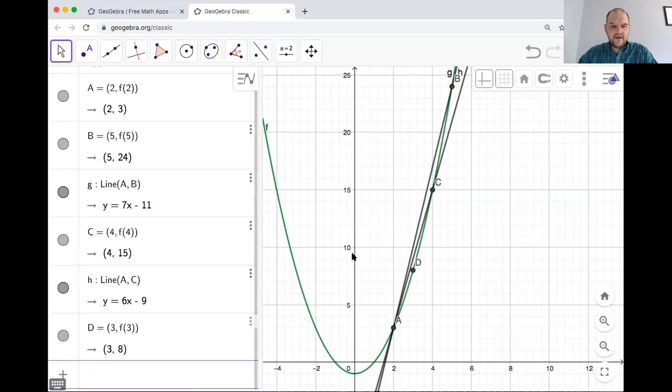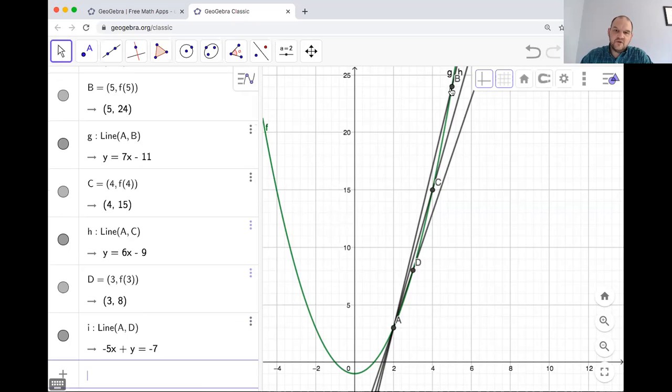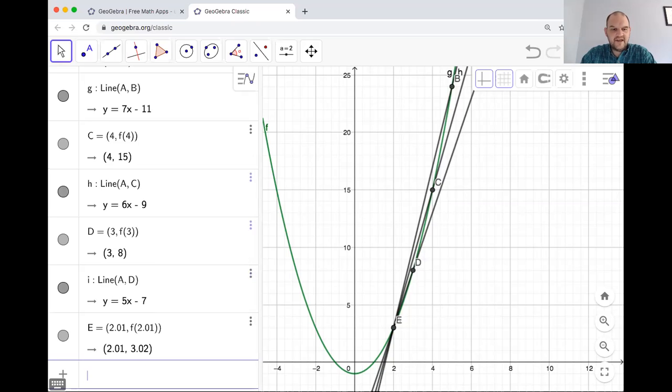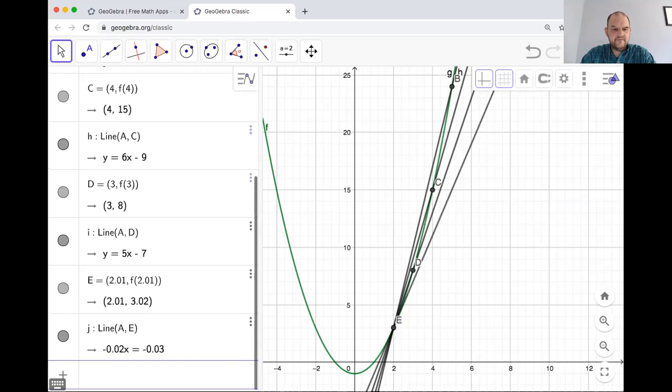And you can see, sort of, maybe, potentially, the line from A to D, that the slopes are getting less extreme. And I think they're tending toward 4. I think the slope overall is going to tend toward 4. So let's do 2.005 comma f of 2.005. That's a very small difference, right? Like 2 and 2.005 are 0.005 away. So if I do the line there, A to E, and then if I change it, what the?